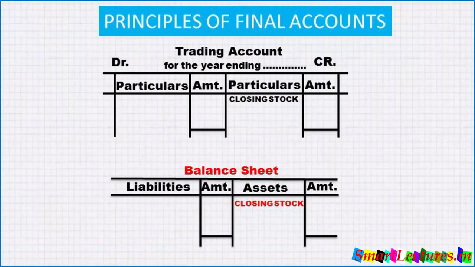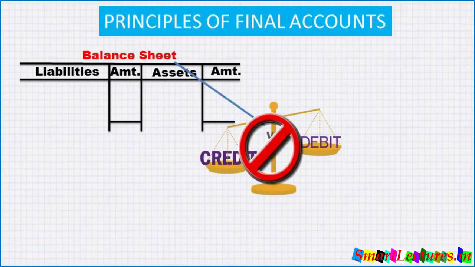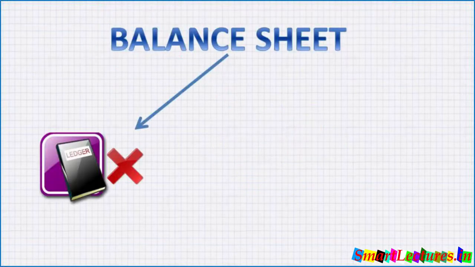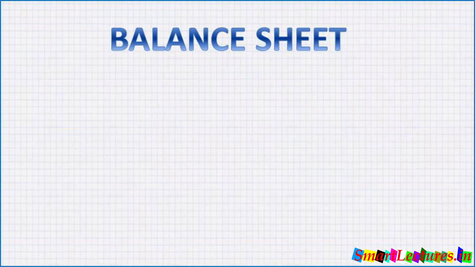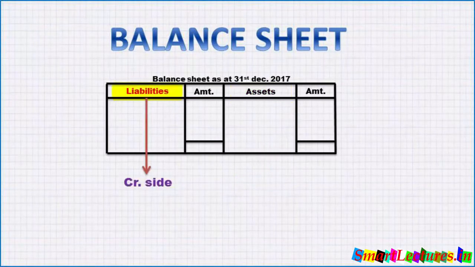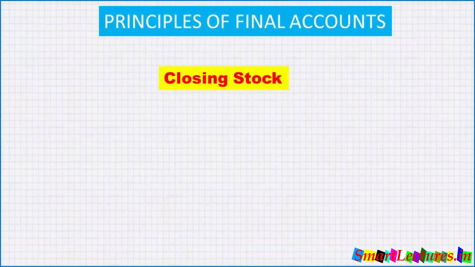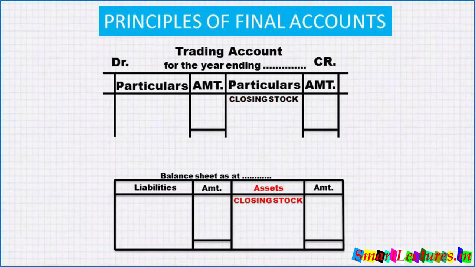Be careful. When I say debit side of balance sheet, in fact, there is no debit and credit side of balance sheet. Balance sheet is not a ledger and it doesn't carry any debit side or credit side. It carries debit balances and credit balances. But for our convenience, we will say asset side is the debit side of balance sheet and liability side is the credit side of balance sheet. So let's come back to closing stock. Closing stock goes to the credit side of trading account and debit side of balance sheet.